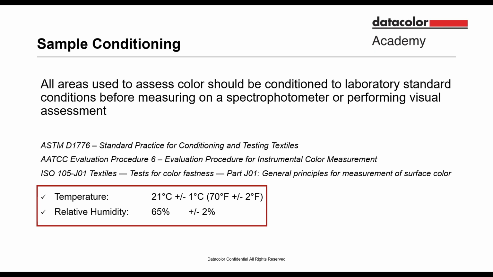Most textile standards used to evaluate color visually and instrumentally recommend that all areas used to evaluate color should be conditioned to laboratory standard conditions. This is temperature of 21 centigrade or 70 Fahrenheit and relative humidity of 65%.